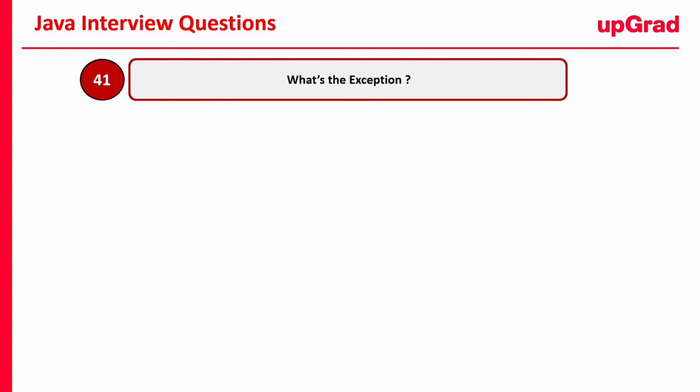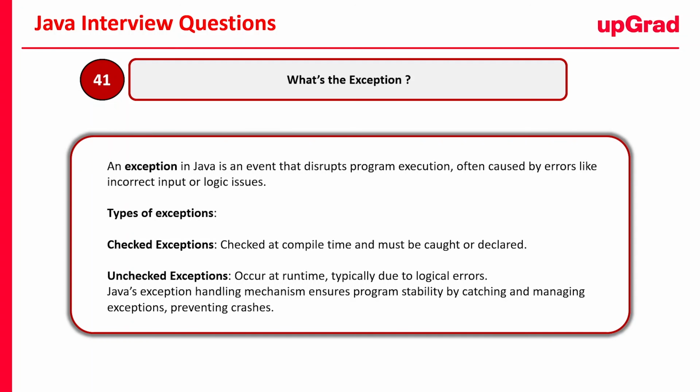An exception in Java refers to an unusual condition or event that occurs during the execution of a program, often due to incorrect user input, programming errors or other unforeseen issues. So when an exception occurs, it disrupts the normal flow of the program. There are two main types of exceptions in Java. One is checked exceptions, the other is unchecked exceptions. The first one, checked exceptions, are checked at compile time and must be either caught or declared in the method signature. Second is unchecked exceptions. These occur at runtime and are typically due to logical errors that are not caught by the compiler.